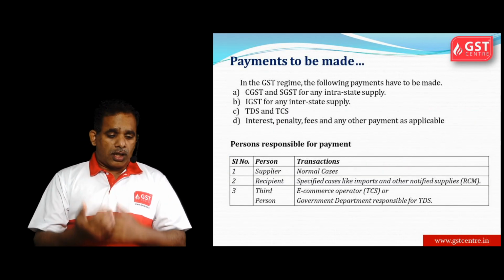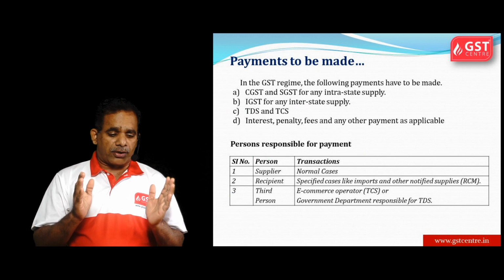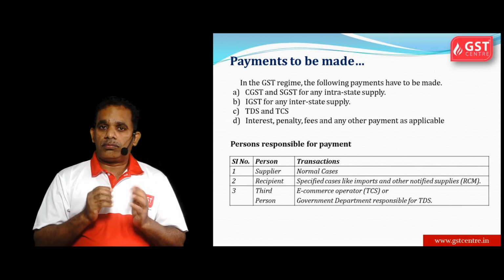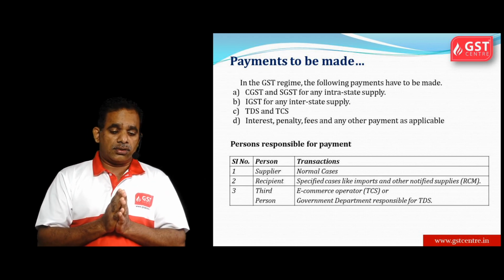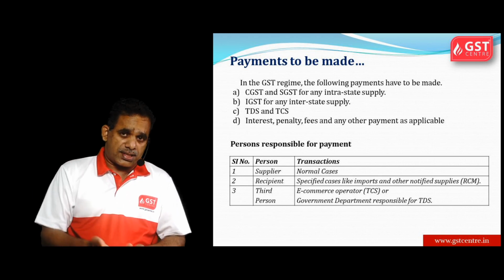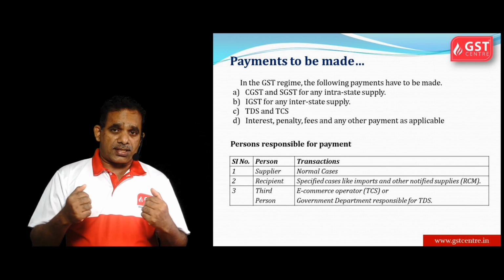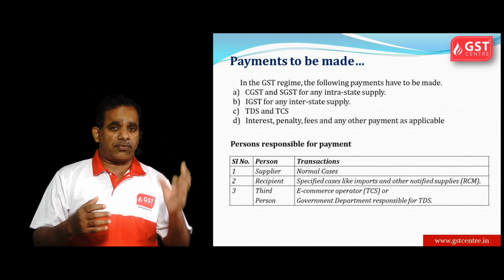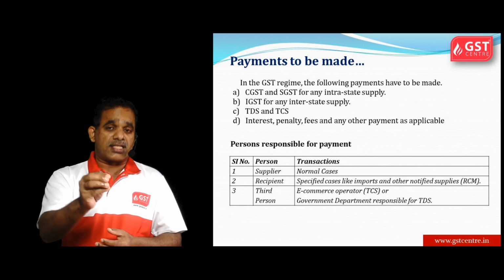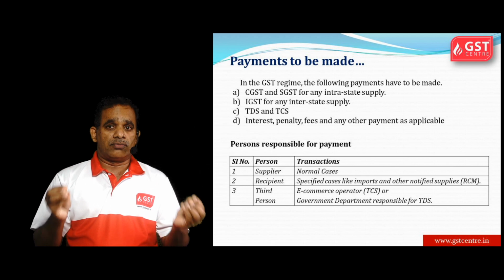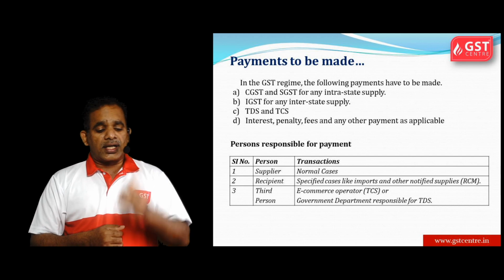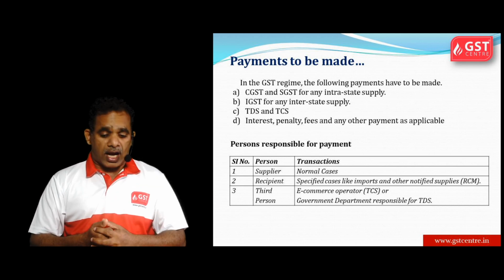So whatever payments you need to pay to the government, you should be aware. Mainly CGST and SGST for intrastate supply, IGST for interstate supply, outside the state supply, and TDS or TCS. TDS applies in case of public sector undertakings giving contracts of more than 2,50,000, and in case of e-commerce operators, TCS will be coming, like in case of Amazon, Flipkart, or any suppliers supplying through them, for them TCS will be there. Then interest, penalty, fees, or any other payment as applicable.